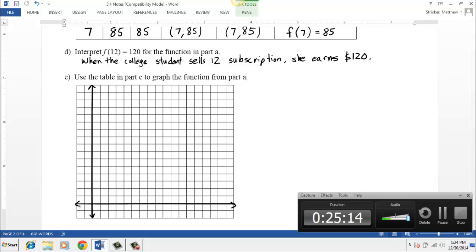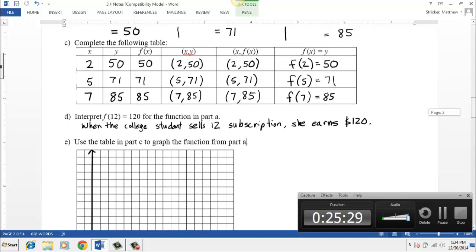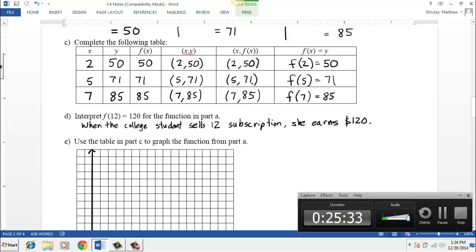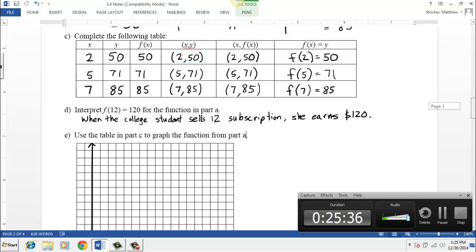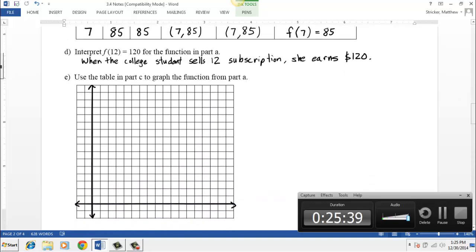Okay, let's go ahead and now move on to part E. Part E says, let's use the table that we found in part C to graph the function from part A. So you'll remember, part C we already found a bunch of points. We found 2, 50, 5, 71, 7, 85, and these have kind of high outputs, so we're going to need to label our axes accordingly. Remember, this is our x-axis. The horizontal is always our x-axis. The vertical axis is always our y-axis, so we're going to call this f of x instead of y. And then let's label each of these by 5.